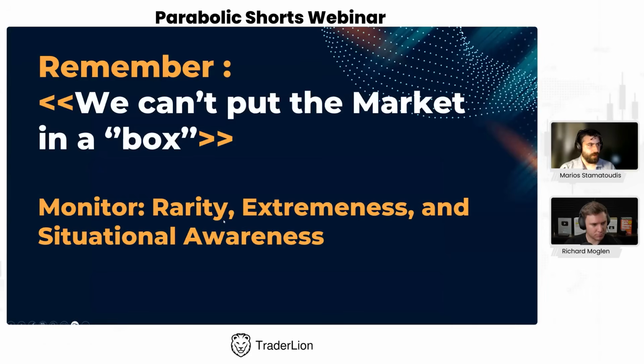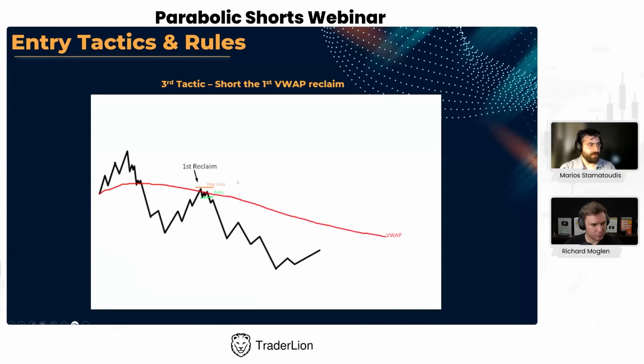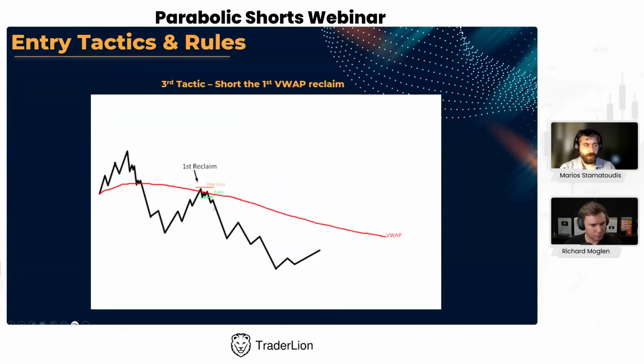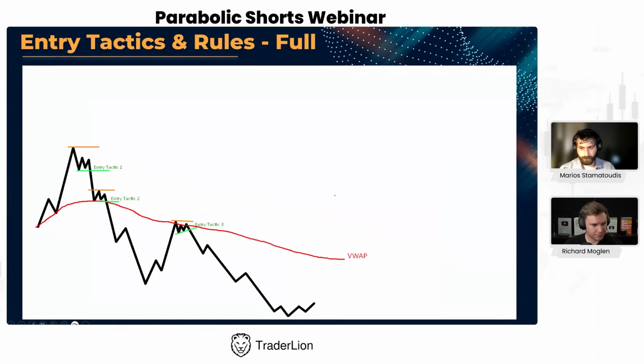Sometimes it's even more lucrative than the first two because the stock tends to lose a lot of power after that touch, and it exhausts for the rest of the day. So these are the three tactics combined. This is the first signs of weakness, the loss of VWAP, and the reclaim to VWAP. All right, everyone?